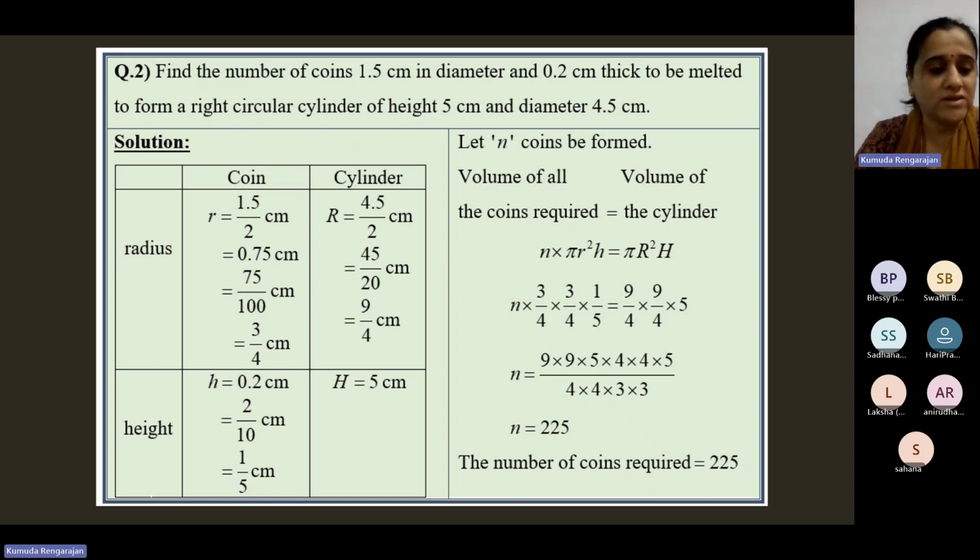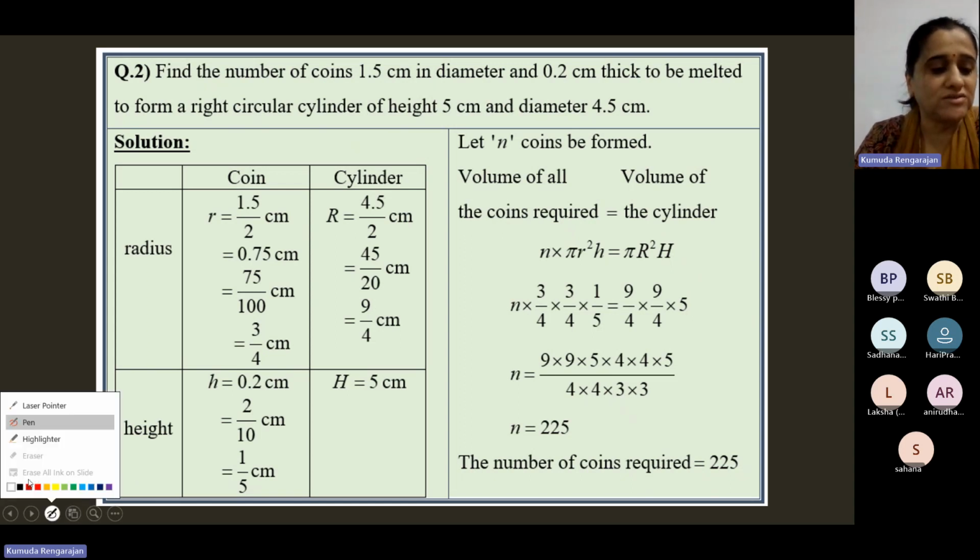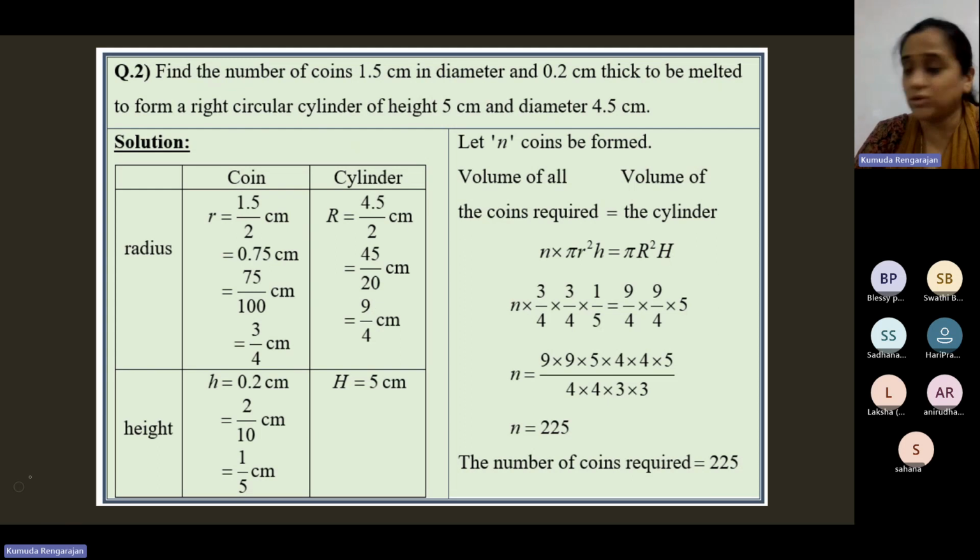So what I have done is I've converted all those fractions here itself. So you can do it anyway. See it? I've done all that fraction converting here itself. Radius is 1.5 by 2. I've written it as a decimal. You can also do what I said, children. I said into 10 into 10, no? You can also do that.